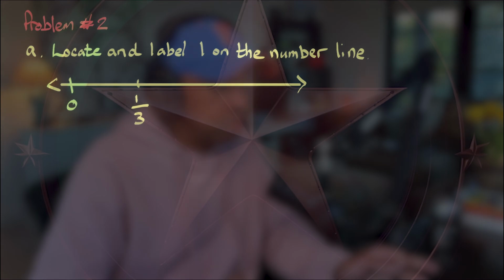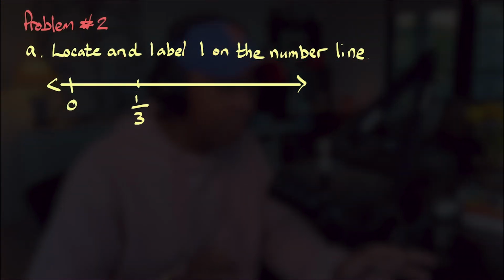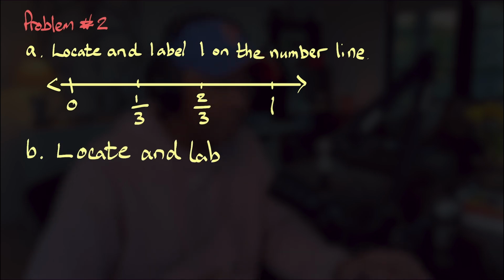In question 2, I'm asked to locate and label the number 1 on the number line, but I'm only given a third. The denominator 3 tells me I have to divide the whole into 3 equal parts, which I have, and clearly labeled 1 whole.